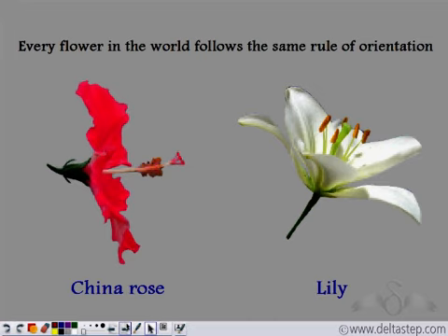Now, if there is no gap in the flower because of an absence of a whorl, or if two whorls are not fused to each other, then this rule is generally applicable to all flowers present in the world.